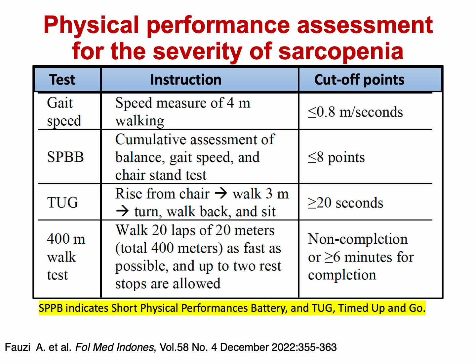Or you can do the TUG test, or timed up and go: rise from the chair, walk 3 meters and turn back, walk back, turn, and then sit. And you can also do the 400-meter walk test. Okay, to confirm sarcopenia, at least one physical performance test indicating reduced function is typically required, alongside evidence of low muscle strength and/or low muscle mass.